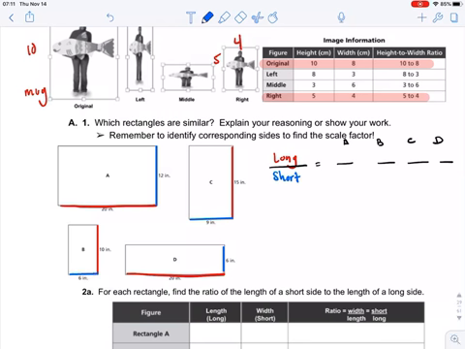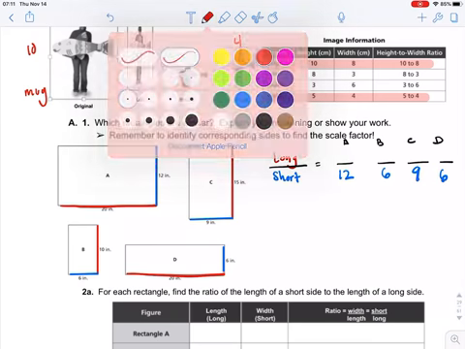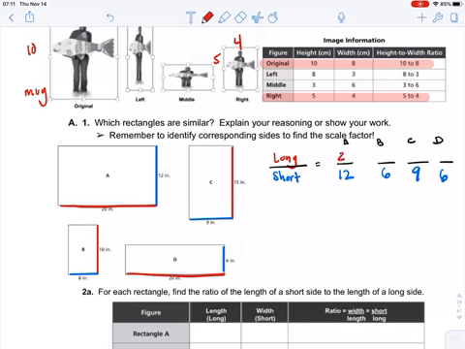Okay, so let's do, since I got the blue pen, short side of A, which is 12. Short side of B, which is 6. Short side of C, which is 9. And short side of D, which is 6. Okay, my long side for A is 20. Long side for B is 10. Long side for C is 15. And long side for D is 20.